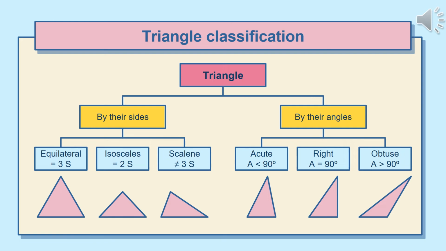When the classification is made according to the angles, acute angled triangle means all the 3 angles are acute. A right angled triangle. Remember, a right angled triangle has always one angle as 90 degrees and the other two are, yes, they are acute angles. And what do we have in an obtuse angle triangle? One angle is an obtuse angle or more than 90, but the other two angles are acute.